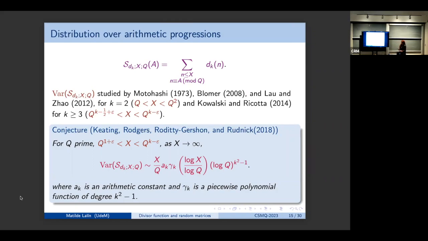So there are concrete results like that. But there is also a conjecture due to Keating, Rodgers, Roditty-Gershon, and Rudnick, where they conjecture the following. For the case where Q is prime, which is really a technical restriction just to write things better, and X in a very large interval, essentially between Q and Q to the k, so a much larger interval than the results that are known, they give an asymptotic for the variance of this sum as X goes to infinity. The asymptotic is as follows. It takes X over Q multiplied by a constant, a_k, which is an arithmetic constant. It's a number depending on k, and it's rational.